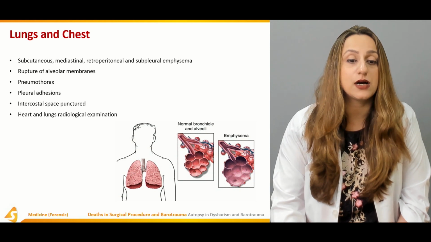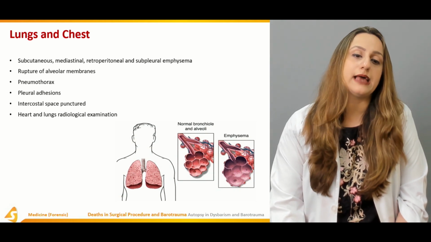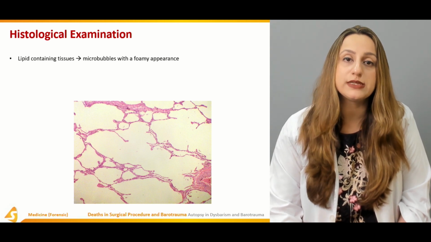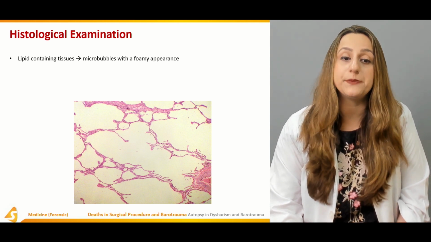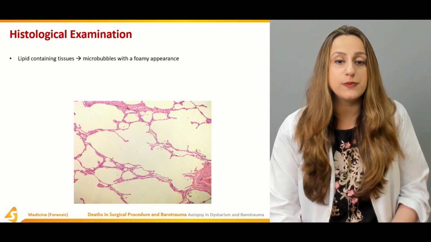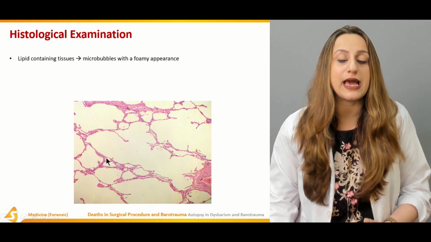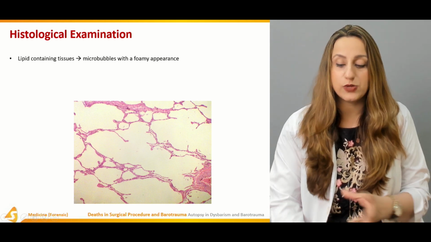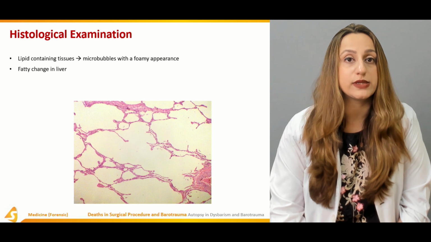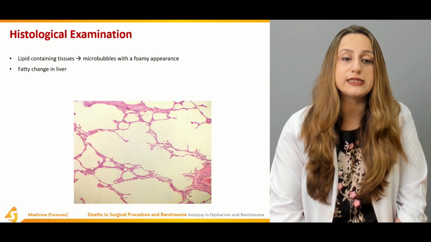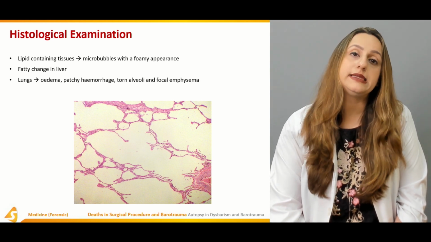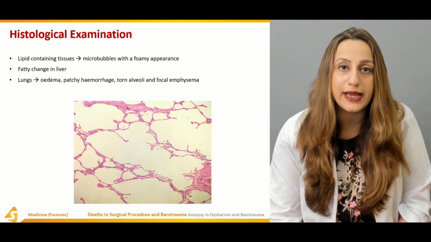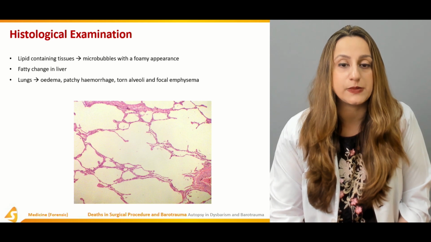The heart and the lungs are also radiologically examined, and they're looked at for any signs of damage as well. Histological examination gives you a complete, detailed account of the lipid-containing tissues and microbubbles with a foamy appearance. This is basically an emphysematous lung as seen in the histology slides. Fatty change in the liver is also looked for. The lungs show edema, patchy hemorrhages, torn alveoli, and focal emphysema.